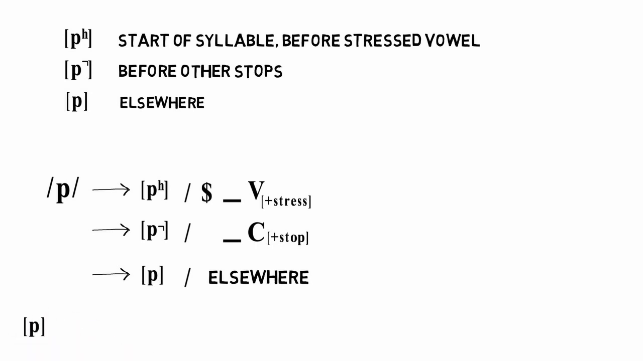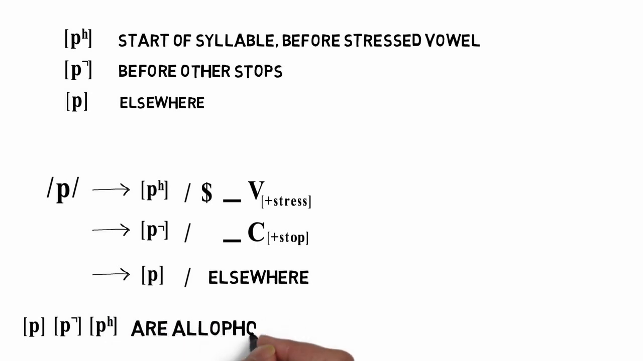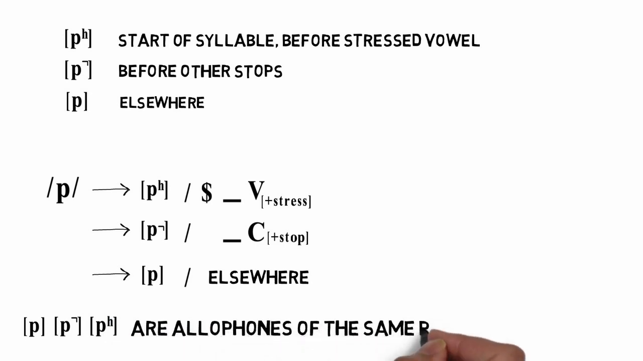So what we have now is the following answer. P, unreleased P, and aspirated P are allophones of the same phoneme. The rule for their distribution is the phoneme P becomes aspirated when at the start of a syllable before a stressed vowel. It becomes an unreleased P when before a stop. And it becomes a regular P elsewhere.